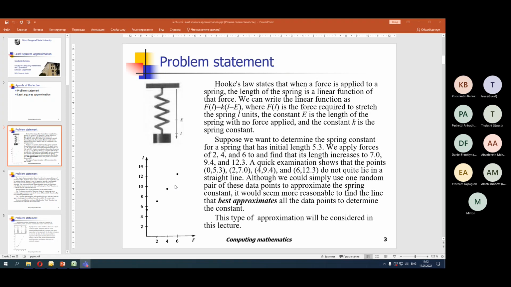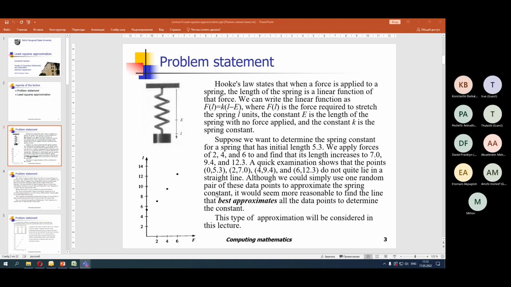And the task is to find some line that is the best approximation to these points, that best approximates all the data points to determine the constant. And this type of approximation will be considered in this lecture.